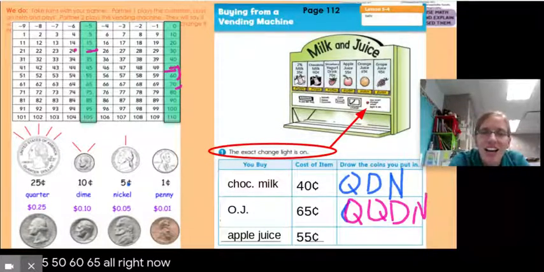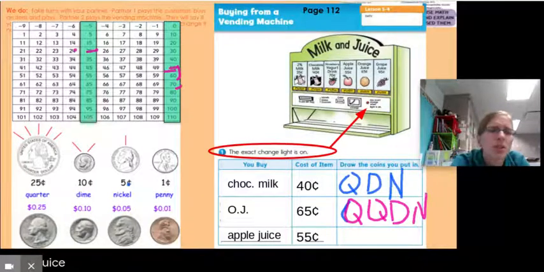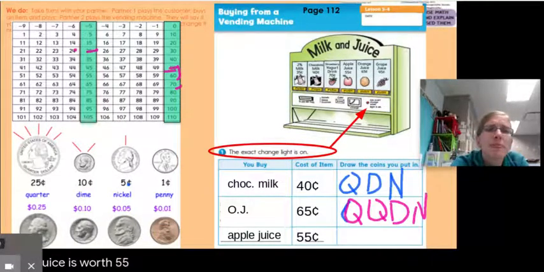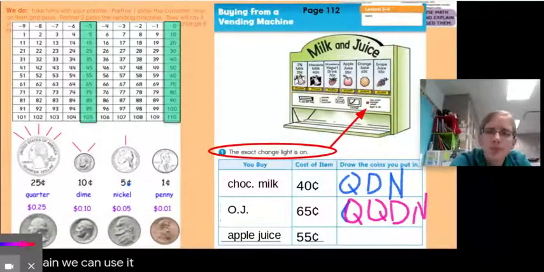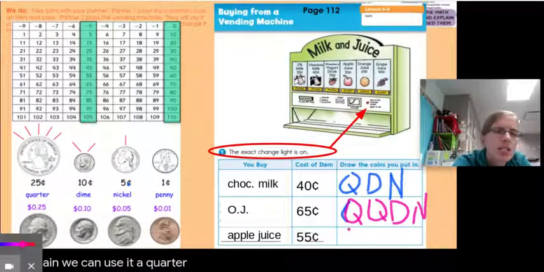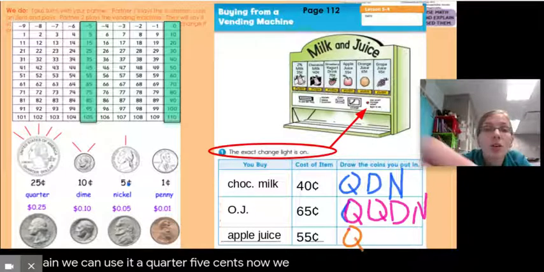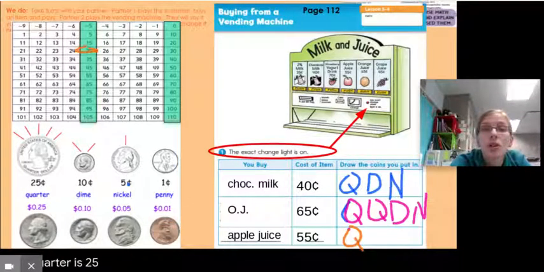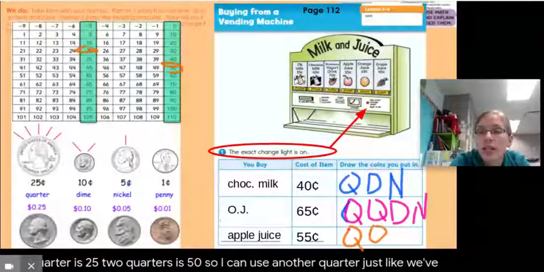All right, now the last thing we're going to buy is apple juice, and apple juice is worth 55 cents. So let's go ahead and see what coins we can use for this. Again, we can use a quarter. A quarter is worth 25 cents. Now we want 55 cents. So remember, 1 quarter is 25, 2 quarters is 50. So I can use another quarter just like we've been talking about, right?